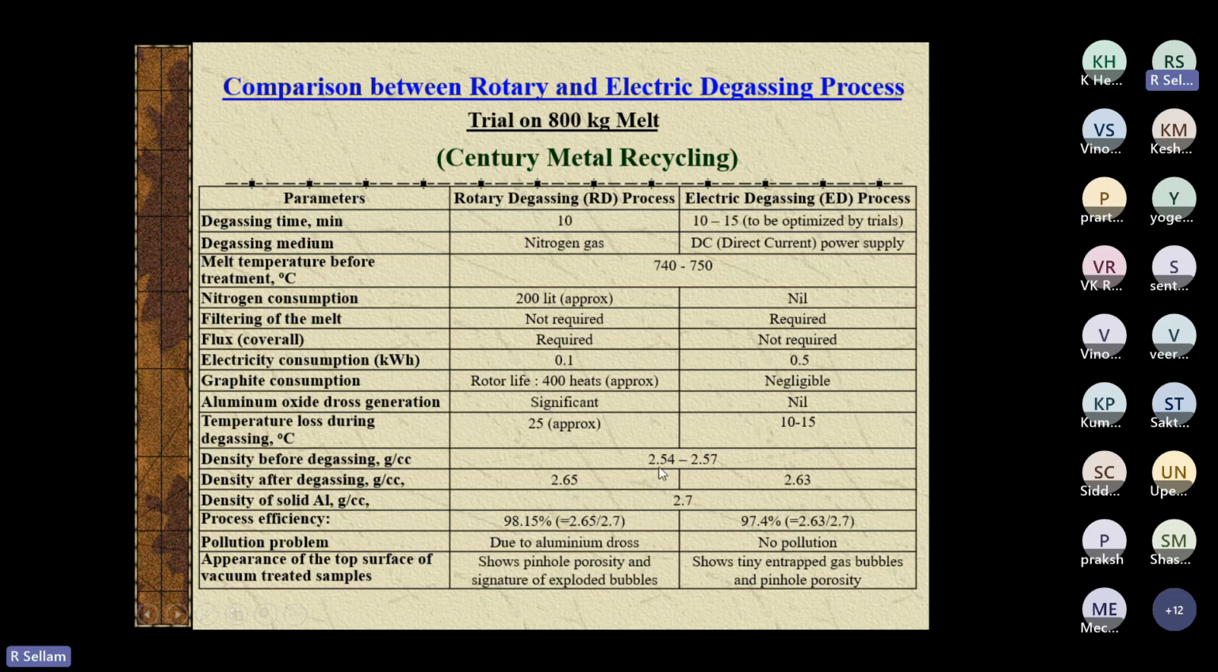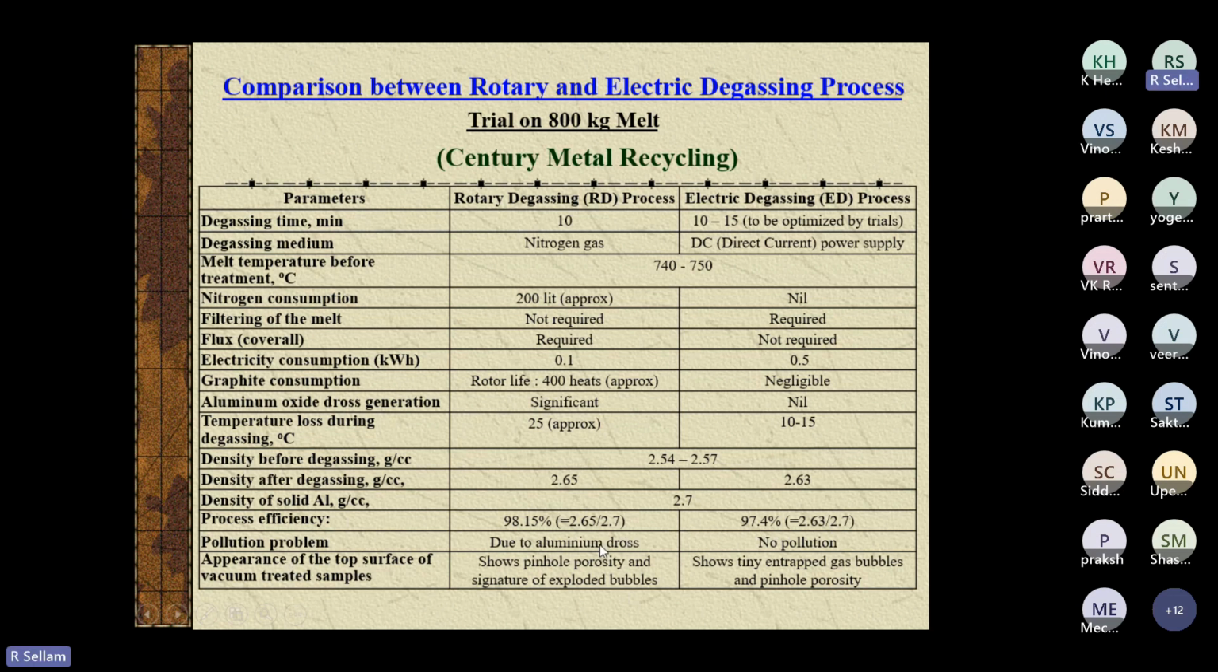Density before degassing is 2.54 to 2.57. Density after degassing for rotary degassing is 2.65. For our case, 2.63. It is very close. Density of solid aluminum is 2.6 to 2.7. The process efficiency we calculate based on that, 98.15 or 97.4.